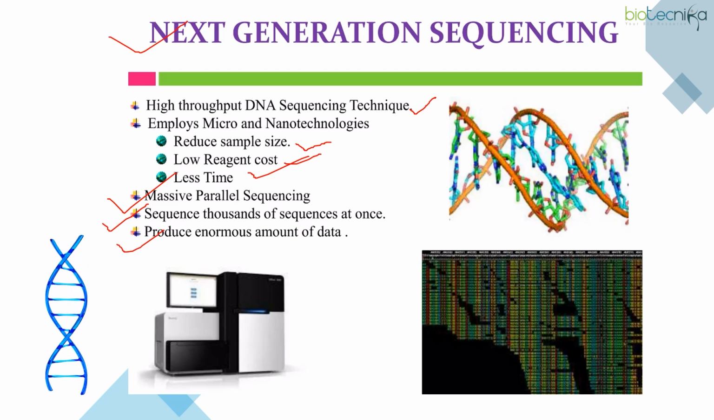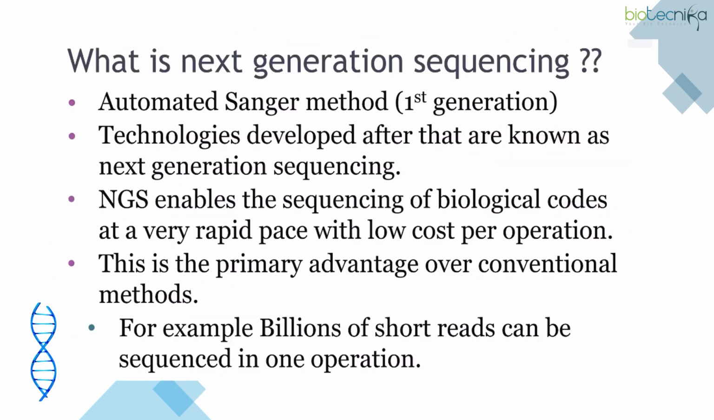Got it? So what exactly is next generation sequencing about? Yes, so we all have to know that. Next generation sequencing is called the automated Sanger method, the first generation. Okay, that was the first method. But technology developed after that is known as the next generation. Because that was the first generation, as we discussed in our previous slide. After that, whatever accurate and quick sequencing technique became available is what is called next generation sequencing.